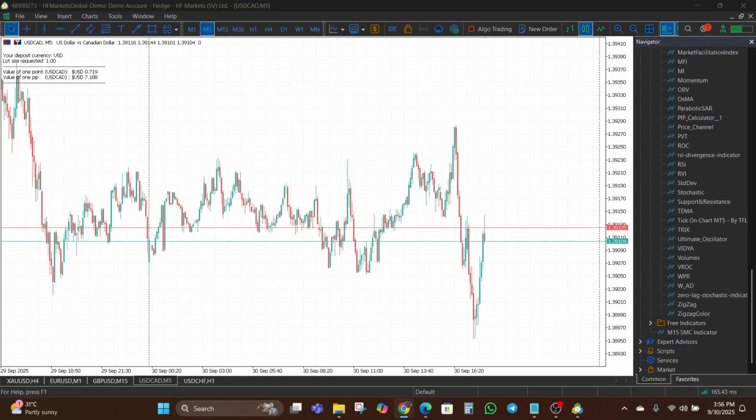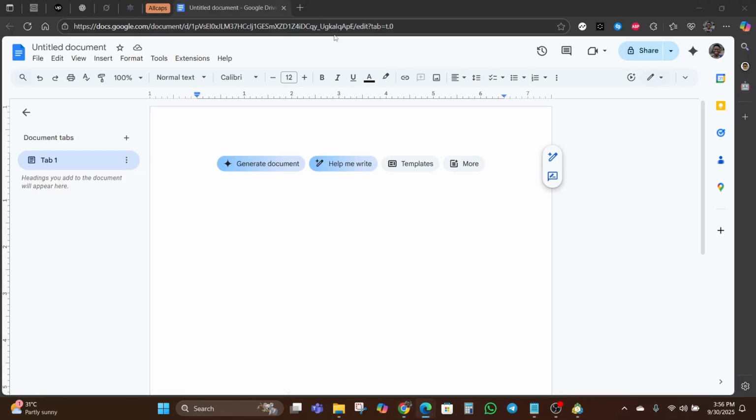All right, so if you have ever struggled to figure out which currency pairs are worth trading, this indicator will make things a lot clearer. So let us start with what a currency strength indicator does.